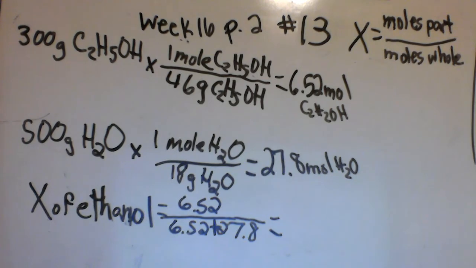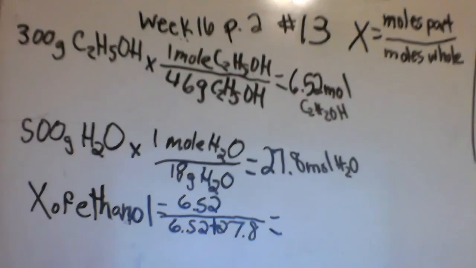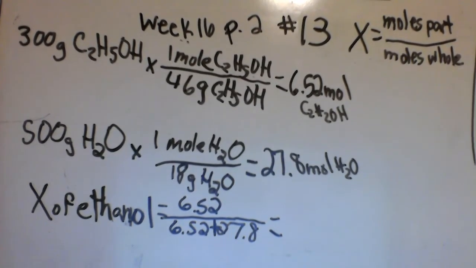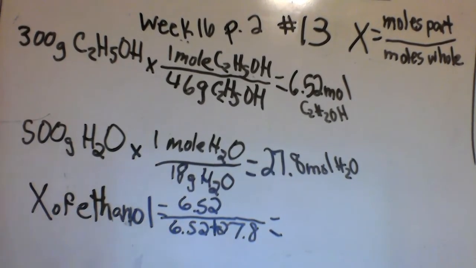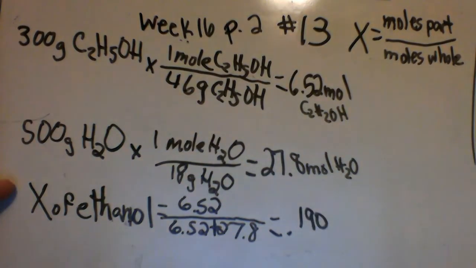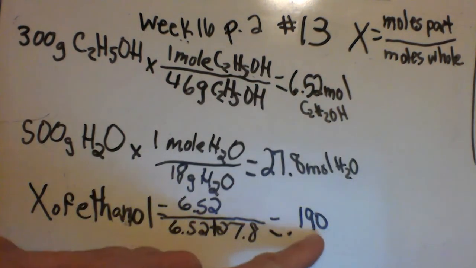Now when you do this on your calculator, you need to do the adding first, find what the number is on the bottom, and then do your division. Or you can put the addition part in parentheses on your calculator. You can put 6.52 divided by, and then put a parenthesis, 6.52 plus 27.8, and your parenthesis, and then equal. It's important that the adding is done first. And we see that the mole fraction of ethanol is 0.190.